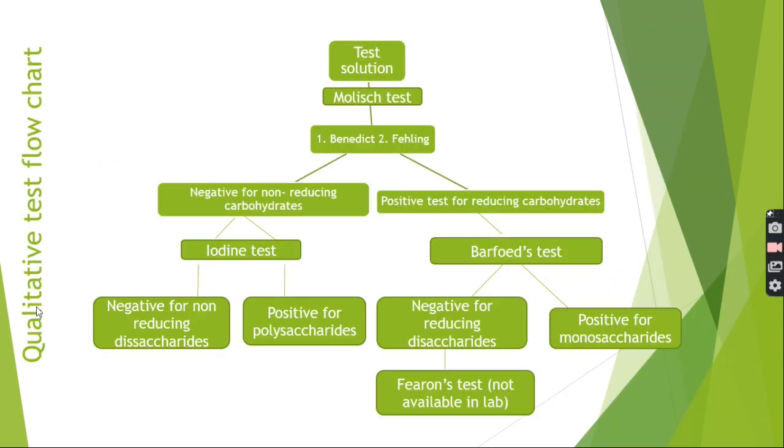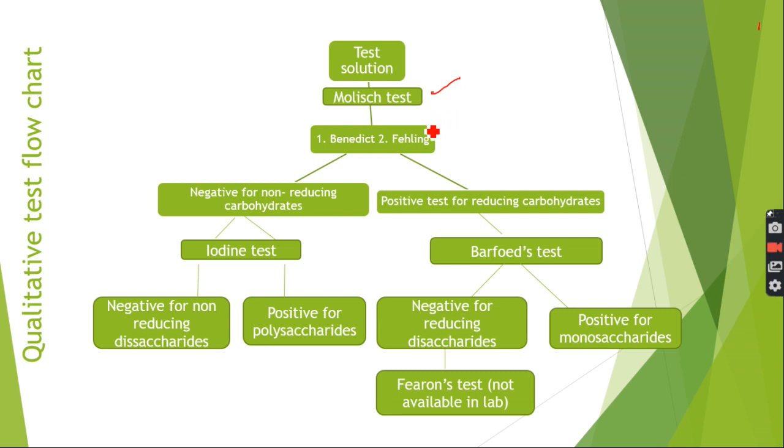Yeah. So here is the flow chart. You can see if an unknown solution or a test solution is given to you, how are you going to proceed? The first thing that you will do is the Molisch test. Okay, so you will do Molisch test, and Molisch test is given by all the carbohydrates.